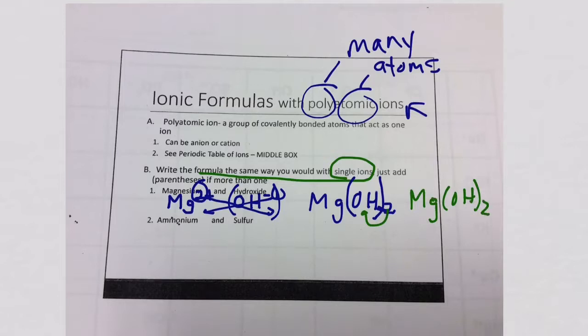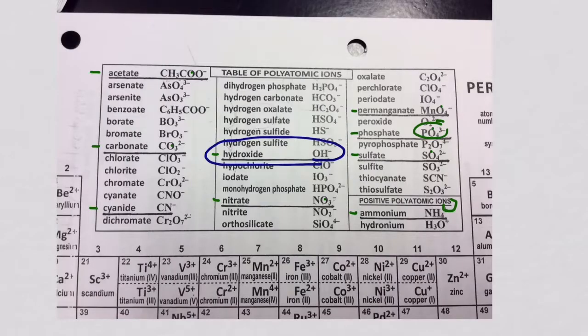Mg(OH)2. So that's magnesium hydroxide. Okay, so let's do another one. Ammonium and sulfur. Ammonium, that's not on the periodic table, so let's go look here. Oh, ammonium is the only positive one. NH4 +1.